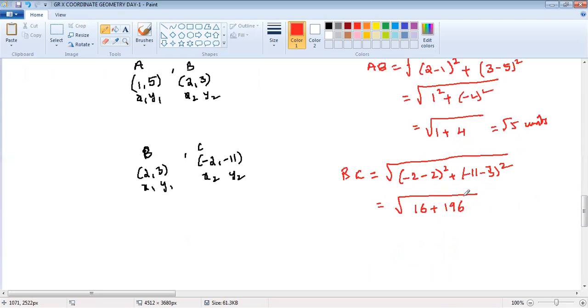So in these calculations we should be thorough. Then these problems will be easy. Otherwise, this problem will seem too difficult. So now square root of 16 plus 196. People have a tendency to take the square root of 16 out and do the same for 196. It's wrong, quite wrong. So 16 plus 196 is 212. We can write it as 4 into 53. We can take 2 out, because square root of 4 is 2, so root 212 is 2 root 53.